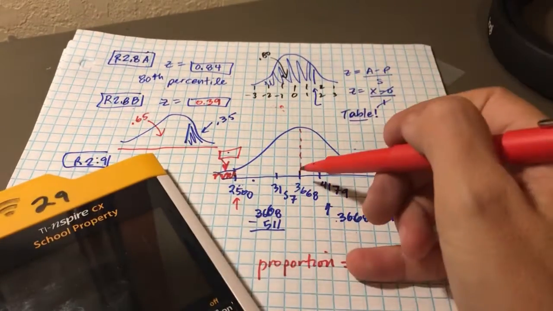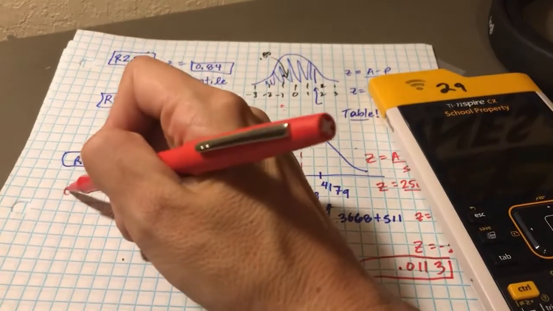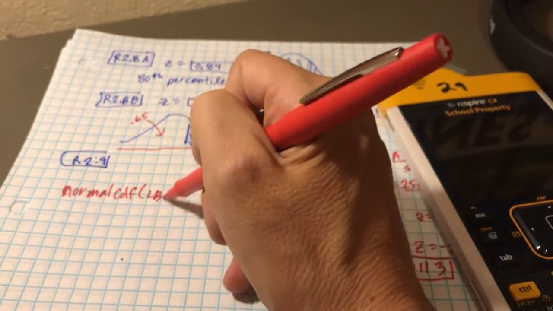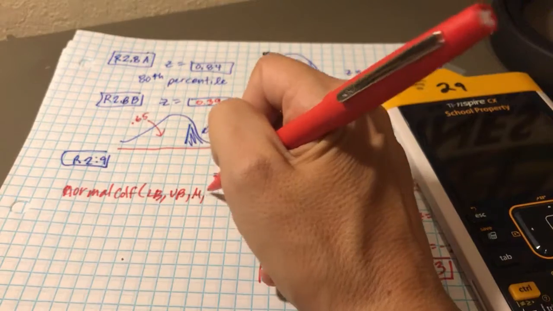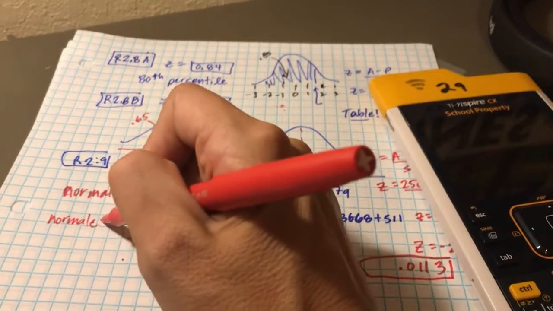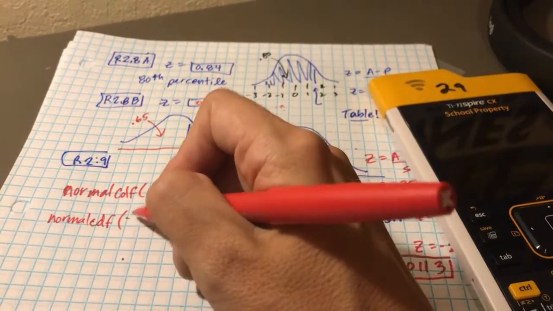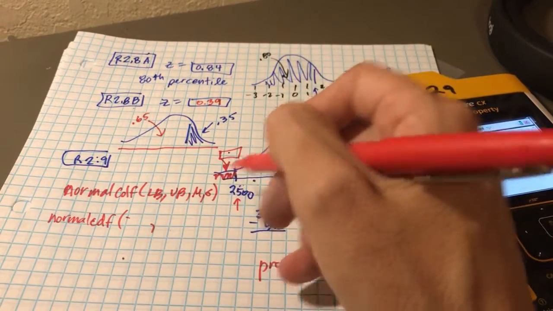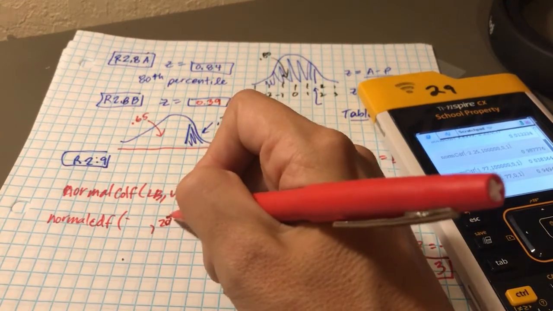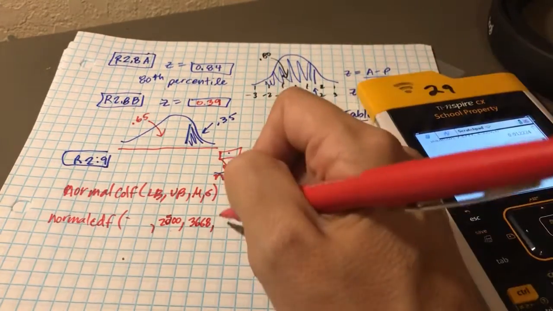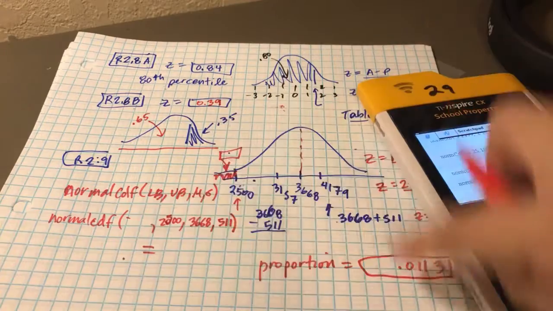Now I could have just used my calculator, right? I know, but if you use the calculator, remember you have to write out what you typed in. So normal CDF is the lower bound, the upper bound, the mu, and the standard deviation. Notice here, I know each of those. So if I go normal CDF, lower bound is a really low number. Upper bound, which is in my calculator, upper bound I know is 2,500. Mu I know is 3,668. And standard deviation is 511. So this should give me the same proportion.